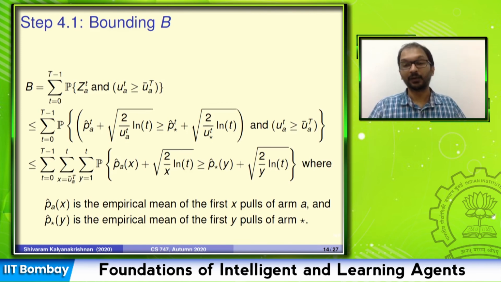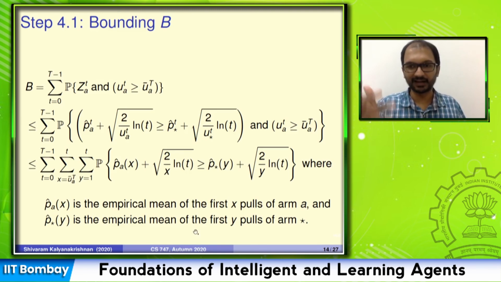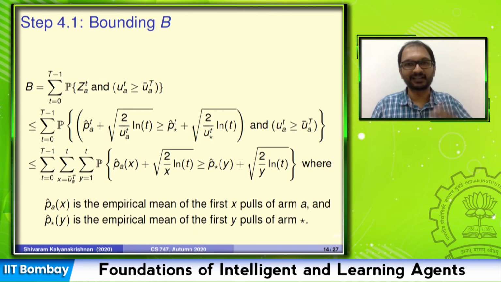Now, one thing also to note is the algorithm might very well stop before, for example, arm A has been pulled a certain number of times, or arm star has been pulled a certain number of times. So it might appear to you that these might not even be well defined. Maybe the algorithm never pulled arm A x number of times the way we are varying x.